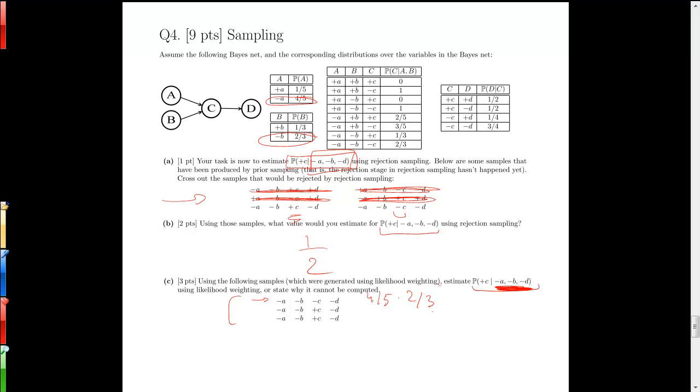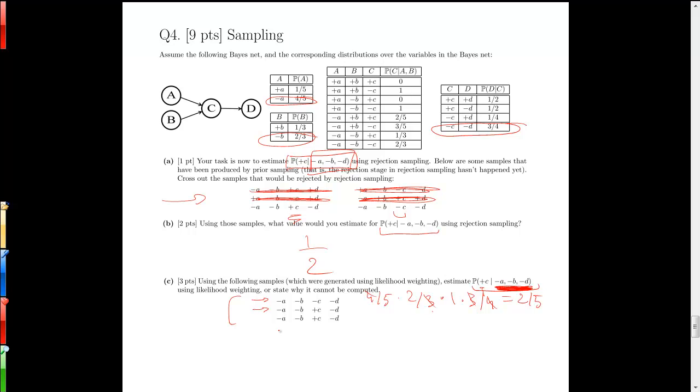in our reweighting. When we get to C, that's not in the evidence, it's up front. So we sample C, so no need for reweighting, or reweighting by just 1. And when we get to D, we force it to be minus D because it's in the evidence, and C was minus C, so it's this entry over here, and we reweight by 3/4. Overall, the 3's cancel, the 4's cancel. This gives us 2/5 as the weight of this sample.